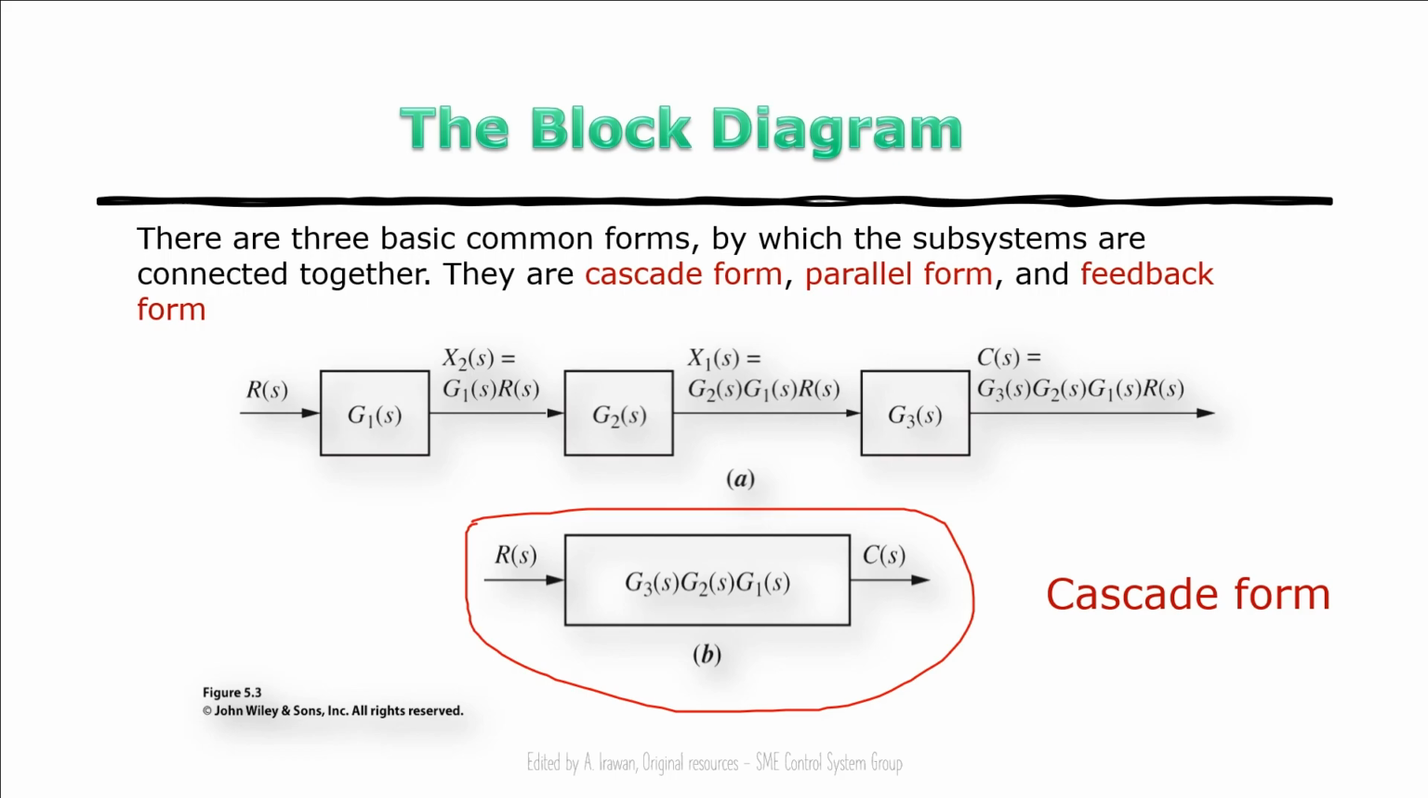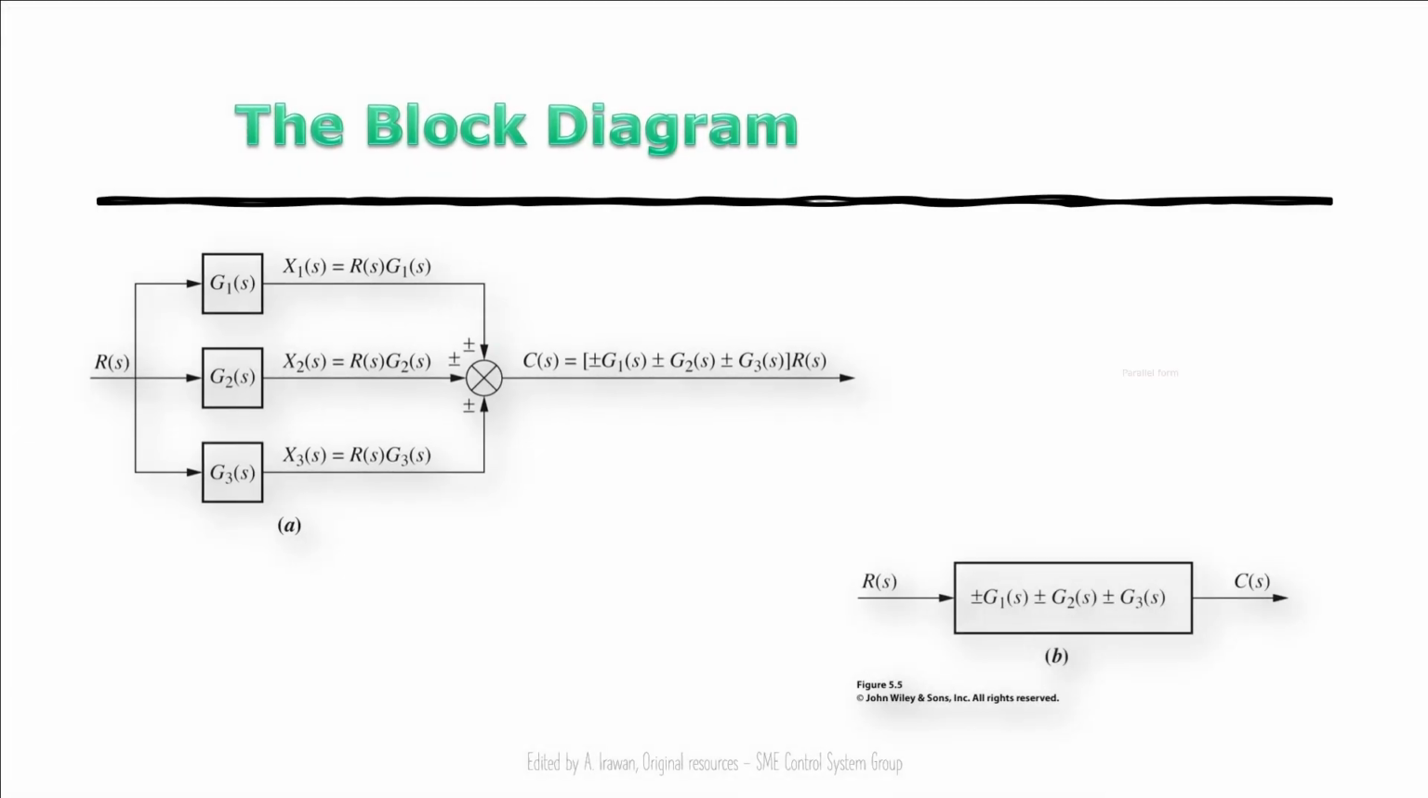How about the other one, the parallel form, which has a summing junction here? How are we going to simplify that? We either sum the blocks or subtract the blocks, depending on the operation indicated at the summing junction. So we need to follow the operation indicated on the summing junction.